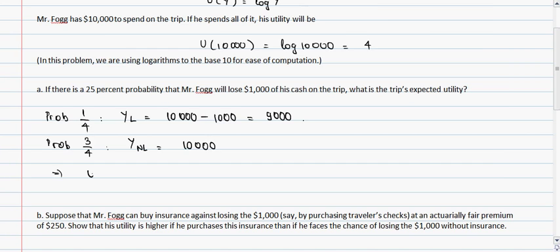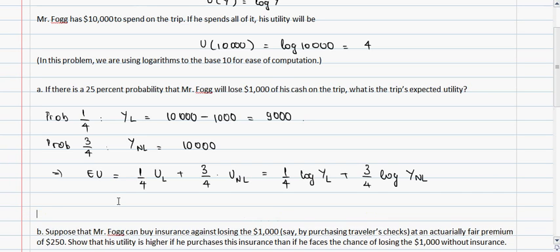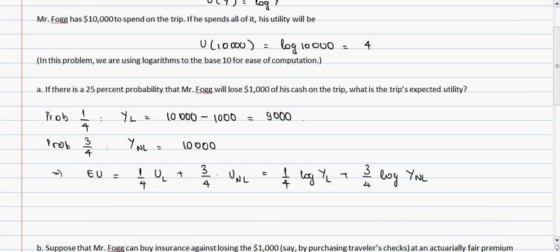Therefore his expected utility for the trip is the probability of loss multiplied by the utility of loss, plus the probability of no loss multiplied by the utility of no loss. So it's going to be 1/4, where the utility of loss is the log of the income in the case of loss, plus 3/4, where the utility of no loss is the log of the income in the case of no loss. We know the income in each case, so we should be able to find the expected utility.